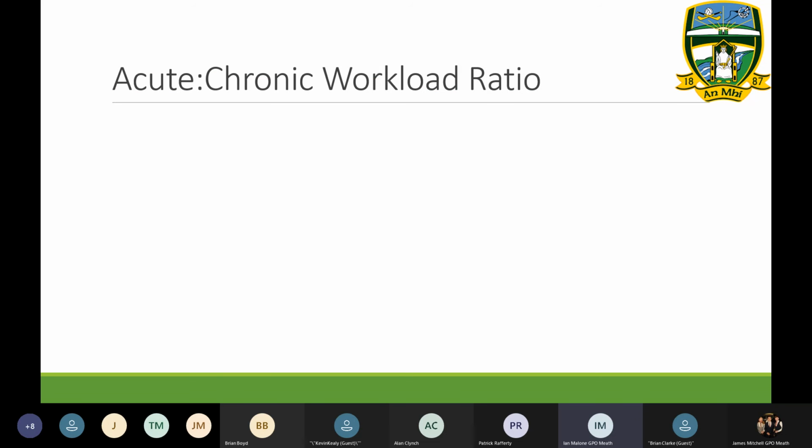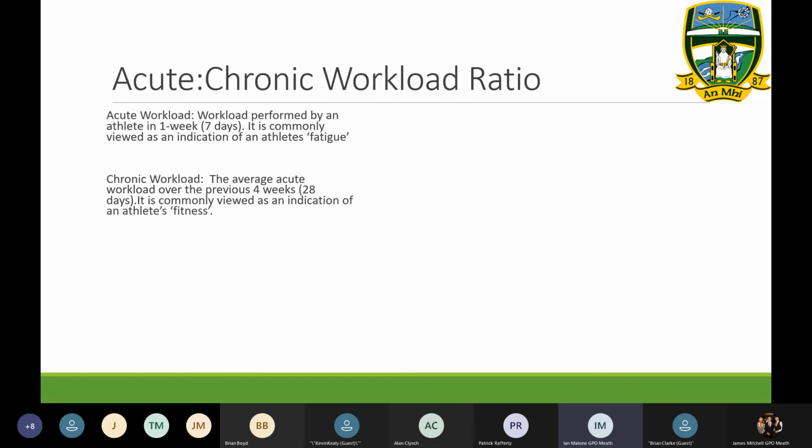So the next thing we're going to talk about is something called acute chronic workload ratio. We talk about our acute workload, and that's the workload performed by an athlete in 1 week. So that's your 7 days that we just looked at in the previous slide. It's usually our main indicator when it comes to finding out if an athlete is fatigued or not. When we talk about our chronic workload, that's the average acute workload over the previous 4 weeks or 28 days, and that's an indicator of the athlete's fitness.